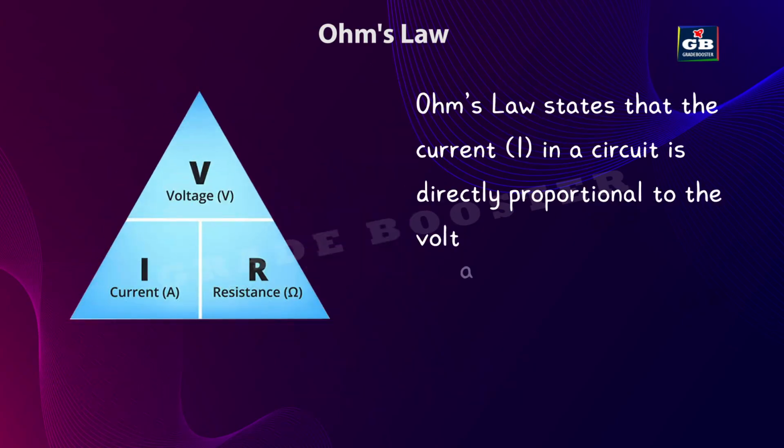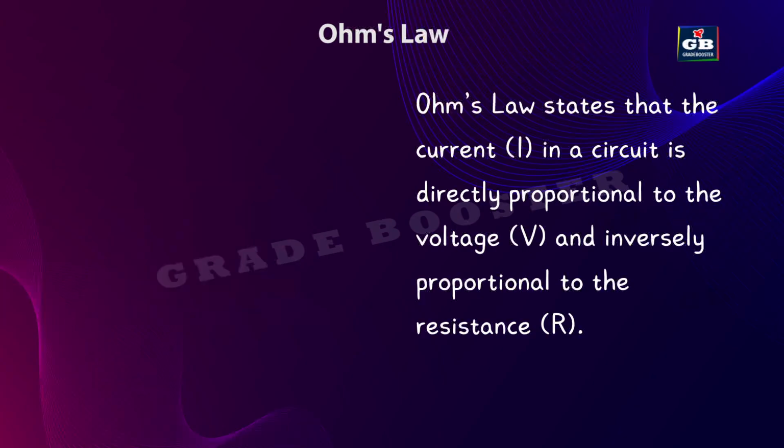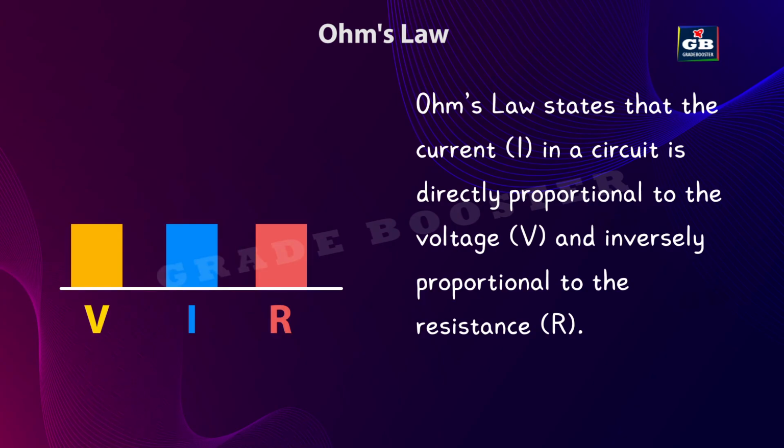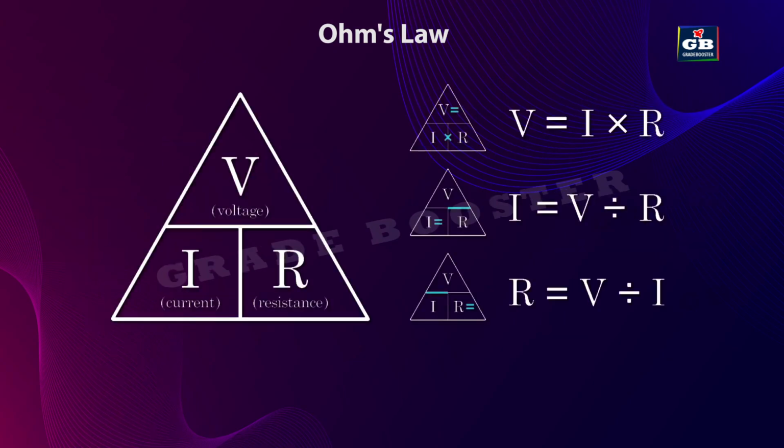Ohm's law states that the current I in a circuit is directly proportional to the voltage V and inversely proportional to the resistance R. In simple terms, if you increase the voltage, the current increases. If you increase the resistance, the current decreases. Mathematically, Ohm's law is written as V equals I into R, or I equals V by R, where V is the voltage, I is the current, and R is the resistance. So if you know any two of these values, you can calculate the third one.